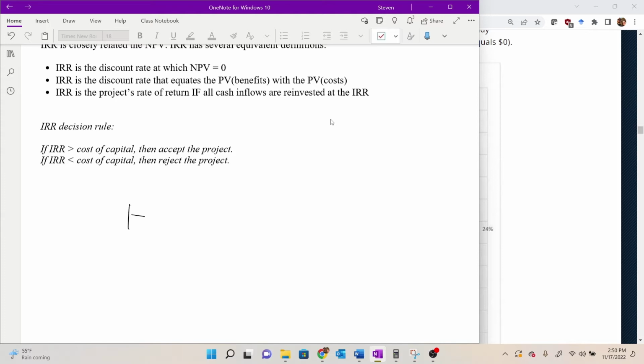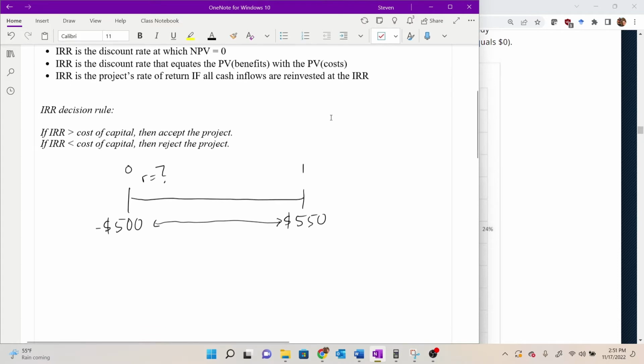It's the exact same project as the previous example, where we have a cash outflow today of $500 and then an expected cash inflow 1 year from today of $550. What we want to do is find the rate that equates these two values. Remember, we want to equate the present value of the cost with the present value of the benefits. Well, the costs are already in present value terms. The benefits we need to discount back to time period 0.